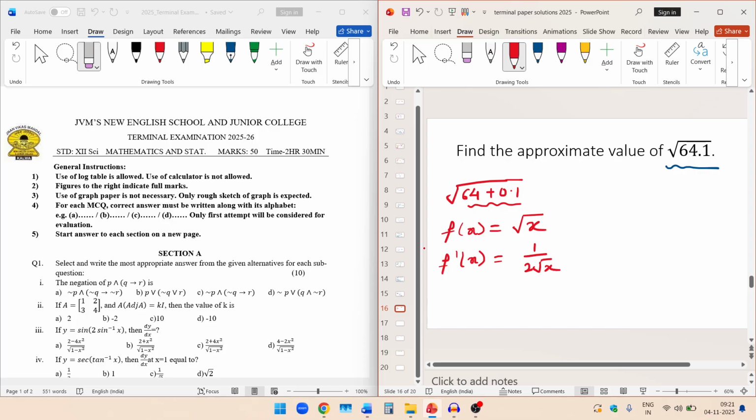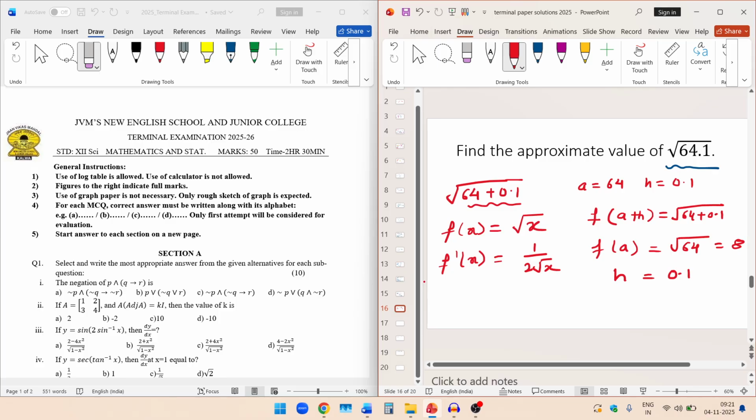Next I will say that, let us say 64 is equal to a and h is equal to 0.1. So this entire function is now f of a plus h, that is root of 64 plus 0.1. Next, f of a then automatically becomes root of 64 and h is 0.1. Root of 64 is how much? 8.